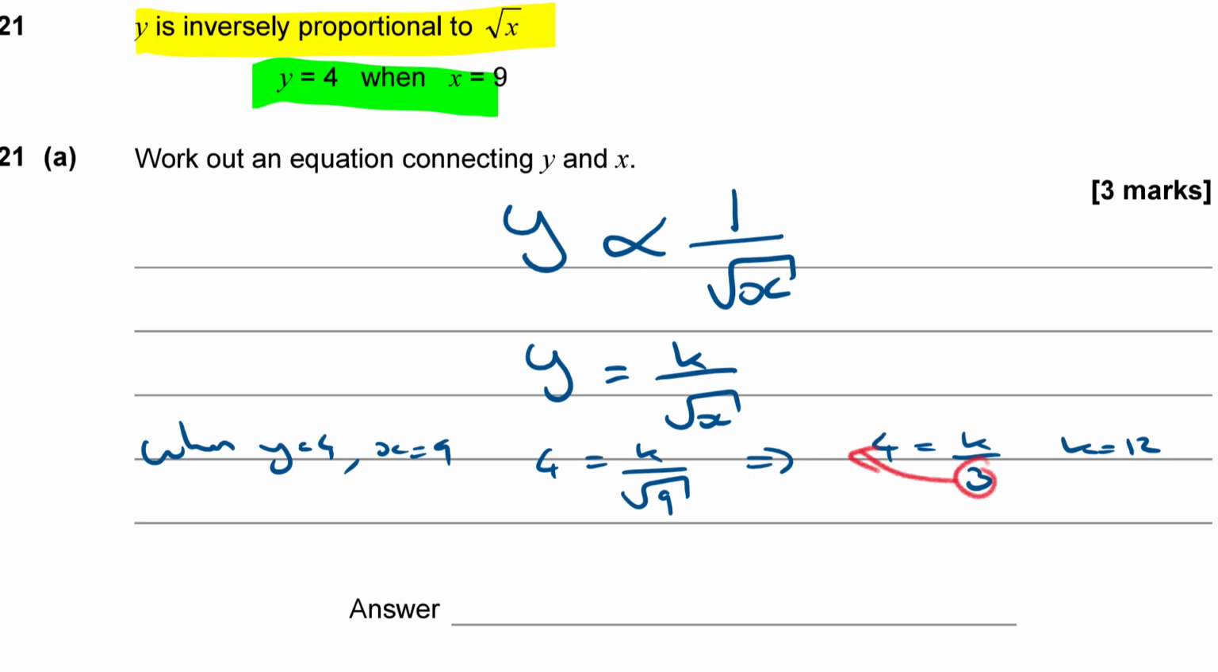So the complete equation linking y and x is going to be y is equal to 12 over the root of x. Just replacing what I found to be k in my equation that I worked out earlier. Okay, y equals 12 over root x.